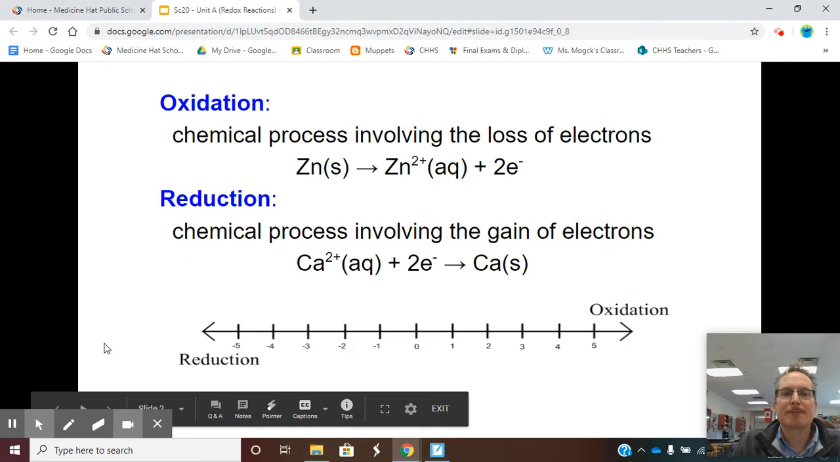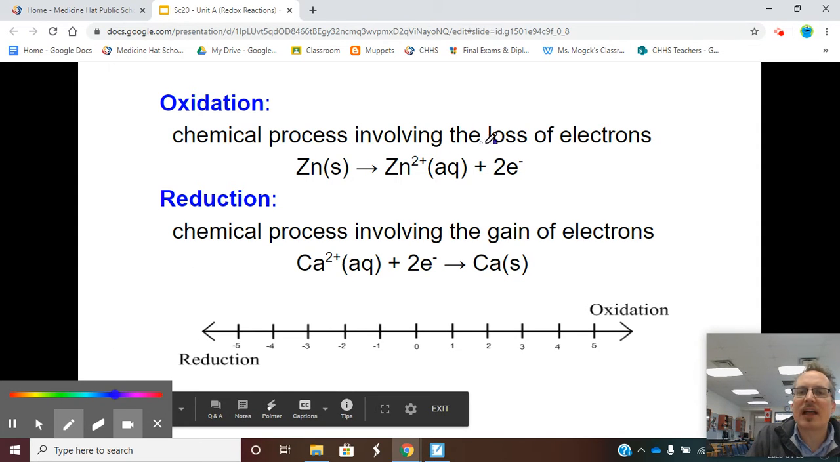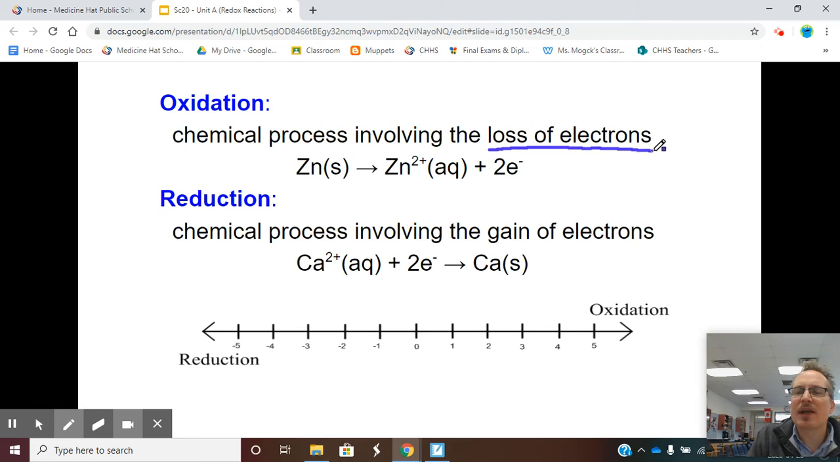So let's get started. The definition of oxidation is a chemical process involving the loss of electrons. And this loss of electrons is going to be the key. If you are losing electrons in a chemical reaction, that means the reaction is going to have the electrons on the right-hand side. The electrons will be leaving the reaction. So when we write out a reaction, to the right of the arrow is where we see the electrons. The electrons are going to be leaving.